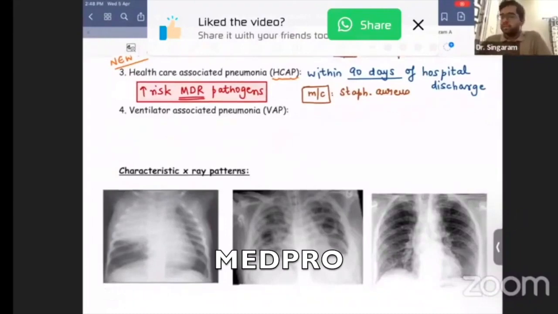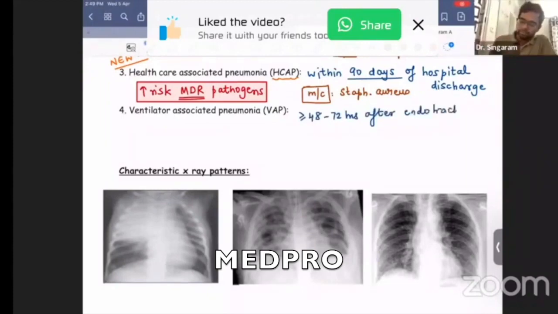The fourth category is again one more important and serious one, called ventilator associated pneumonia. Maybe due to whatever reason, the patient is put on a ventilator. After putting on the ventilator, he develops pneumonia, then it's called ventilator associated pneumonia. Here again, it develops after 48 to 72 hours of putting the patient on the ventilator. For ventilation, we put a tube inside, right? Endotracheal tube. So after endotracheal intubation, more than 48 to 72 hours after endotracheal intubation, we call it ventilator associated pneumonia.